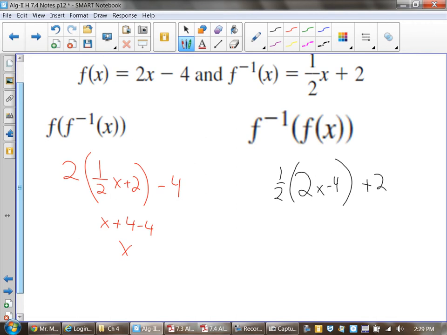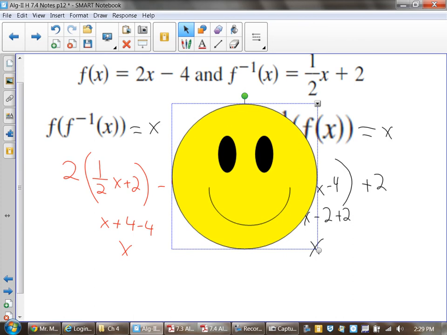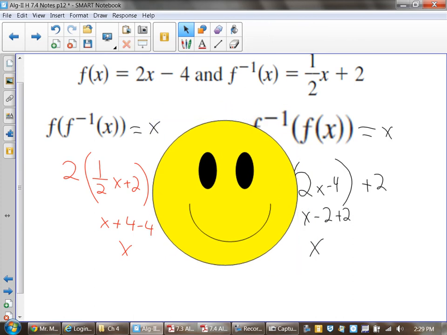Half of 2 is? I get x minus 2 plus 2. What do I get? Did they both equal x? Yes. When you verify, if your answer is x for both of them, that means they're inverses of one another. And you're lucky. So if this equals x and this equals x, you're happy. That means they're inverses of one another.